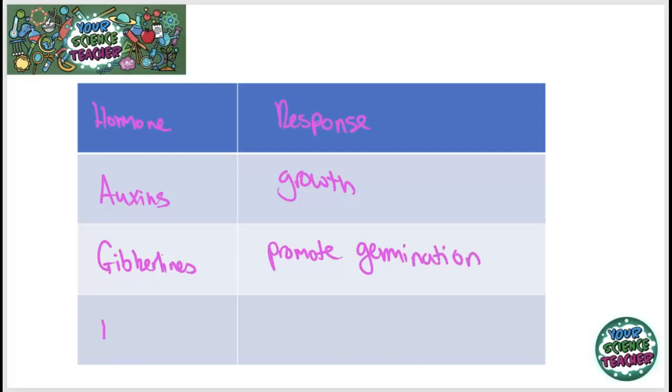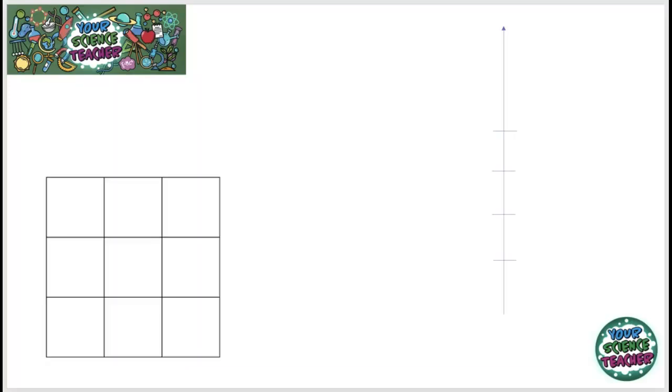And there is also a hormone called ethene, and what ethene does is it ripens the fruit. I don't think it will ask you about any other hormones, and this might not come up. I just wanted to put it in just to be safe.